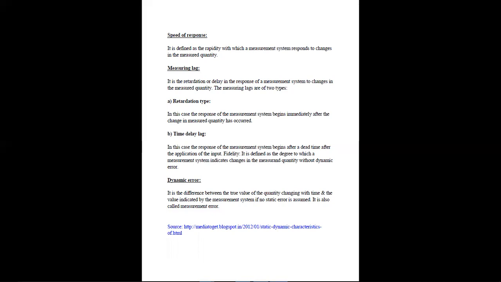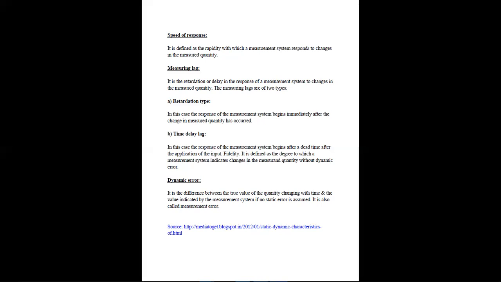Retardation type: in this case, the response of the measurement system begins immediately after the change in measured quantity has occurred. It means that as the input changes, the output changes accordingly, immediately. Again, time delay lag: in this case, the response of the measurement system begins after a dead time after the application of the input. It means there is some time delay lag.